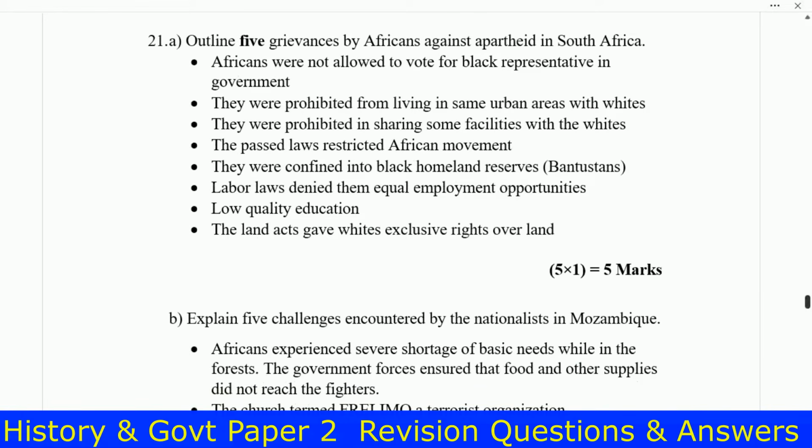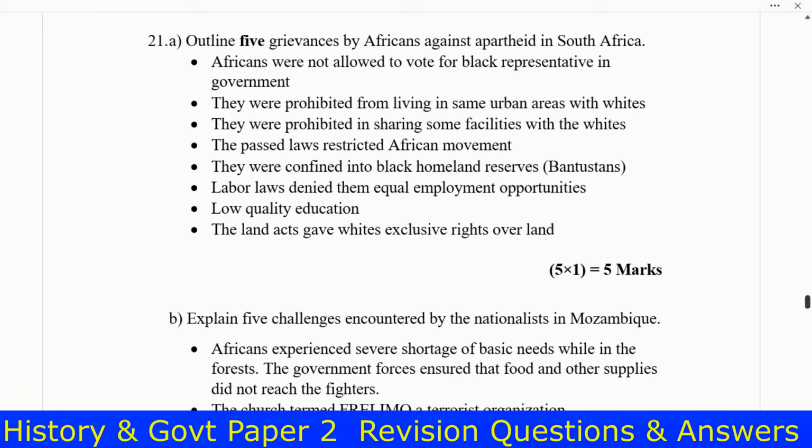Number 21, outline 5 grievances by Africans against apartheid in South Africa. Africans were not allowed to vote for black representatives in government. Number 2, they were prohibited from living in the same urban areas with the whites. Next, they were prohibited from sharing some facilities with the whites.